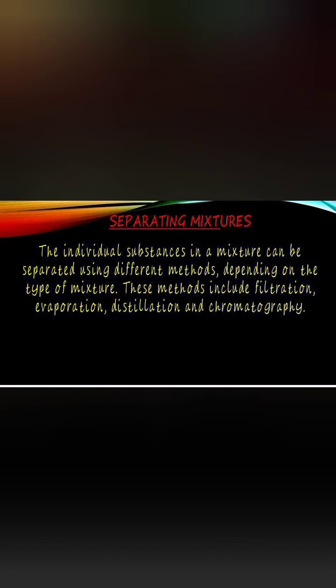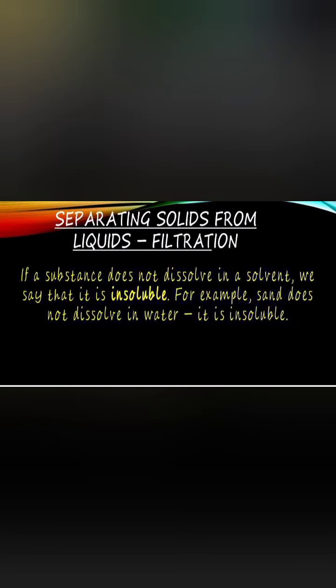So for suspension mixture, they have large solute particles. Solute is actually the material you add. And for colloidal mixture, they have much smaller particles, while for solution, the mixture is completely dissolved into the solvent. And what is solvent? Solvent is the material you are adding to. So if a substance does not dissolve in a solvent, we say that it is insoluble. For example, sand does not dissolve in water, so it is insoluble.